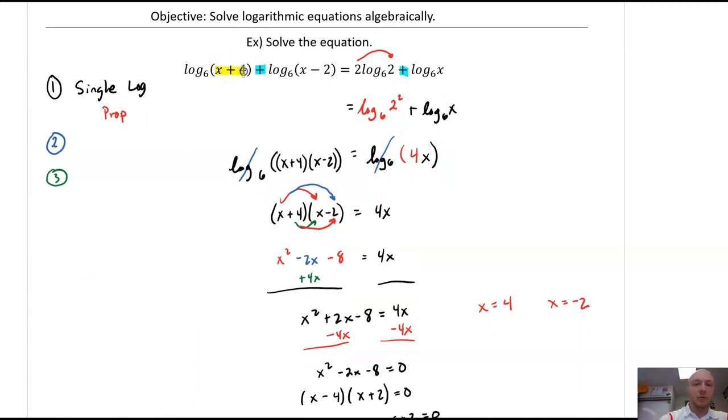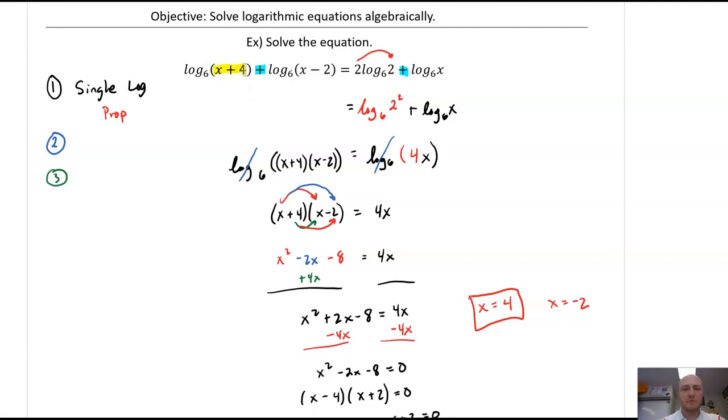So I have 4 plus 4, that's 8. 4 minus 2, that's 2. 4 plugged in there gives me 4. All of that's positive, so this is valid. I'm going to keep it. Let's play the game again, but this time with negative 2.